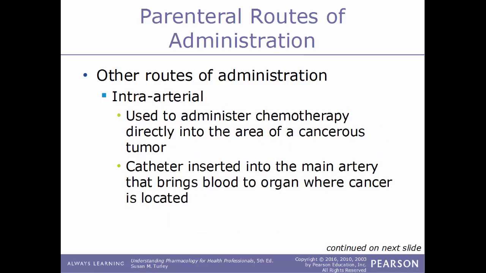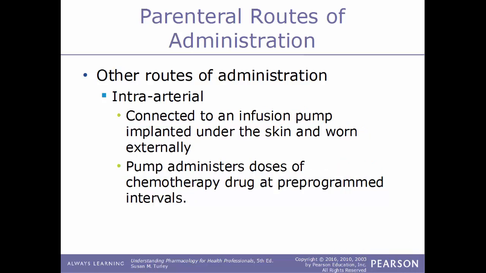Intra-arterial. These are used to administer chemotherapy drugs directly to the area of a cancerous tumor. The way this would work is a catheter is inserted into a main artery that brings blood to the organ where the cancer is located. With this route of administration, it is connected to an infusion pump that's implanted under the skin or worn externally, usually on a belt, for example. And the pump administers doses of chemotherapy drugs at pre-programmed intervals.